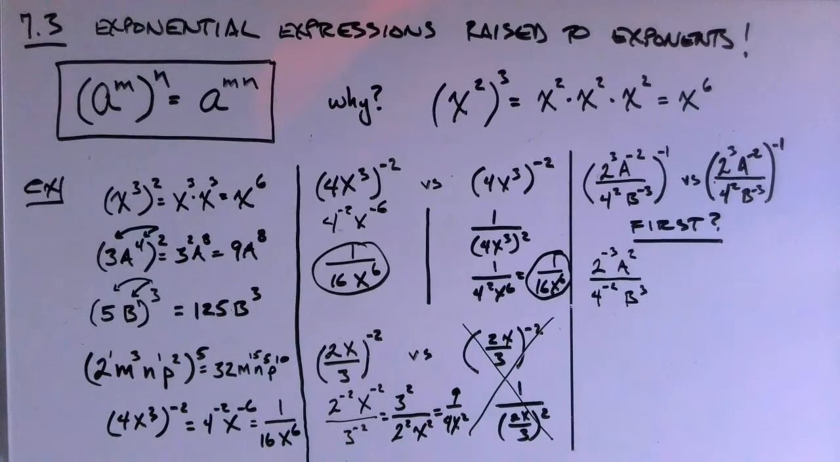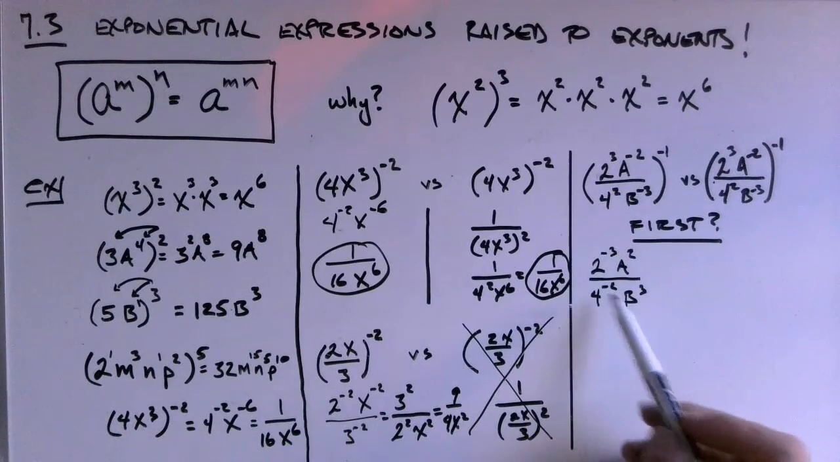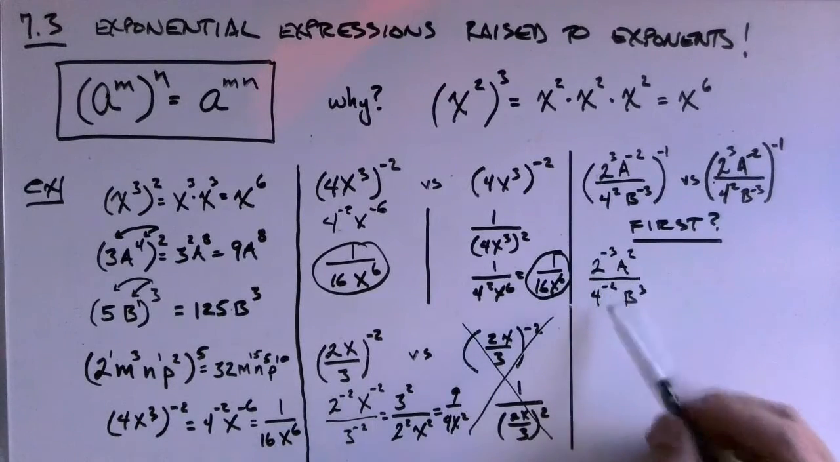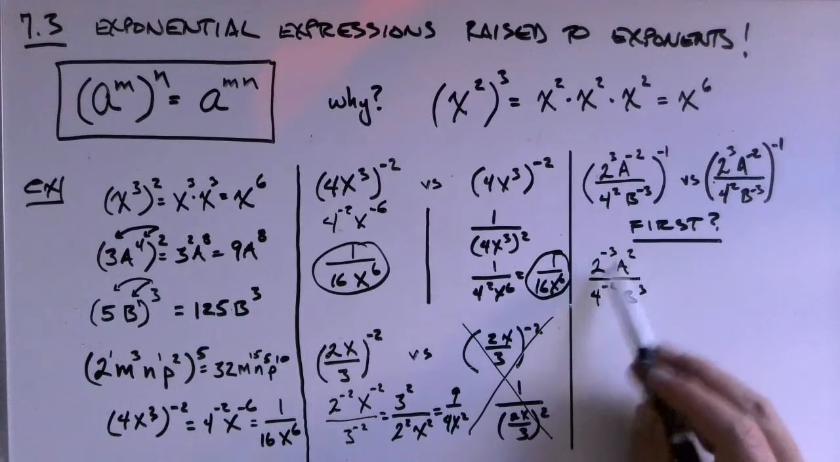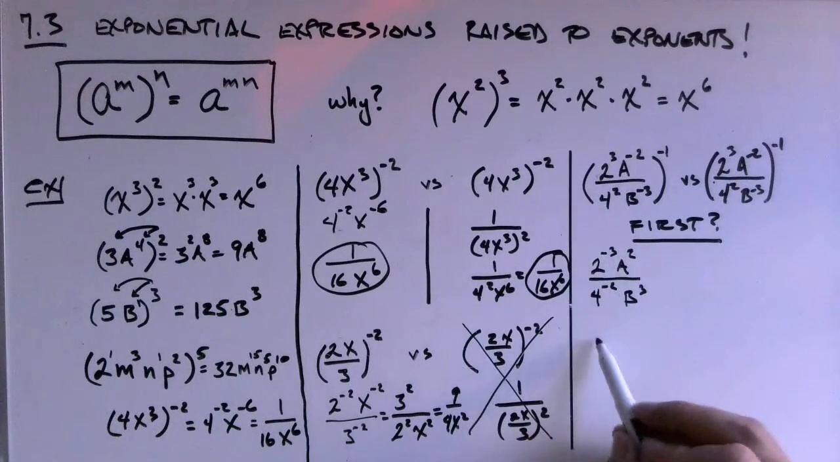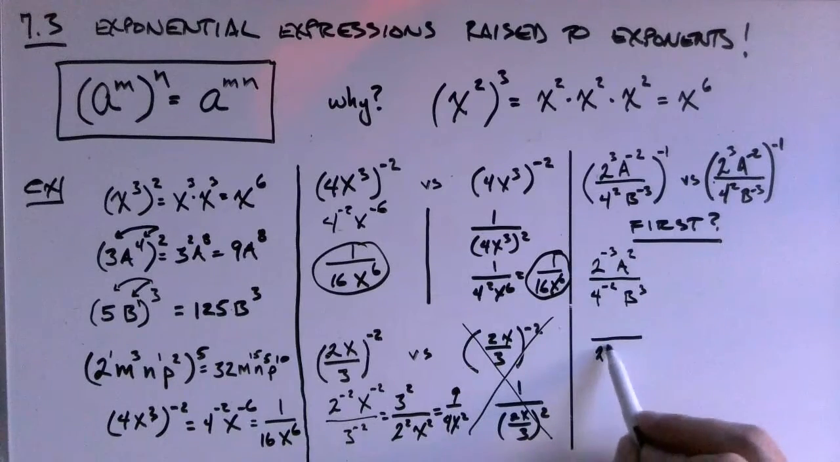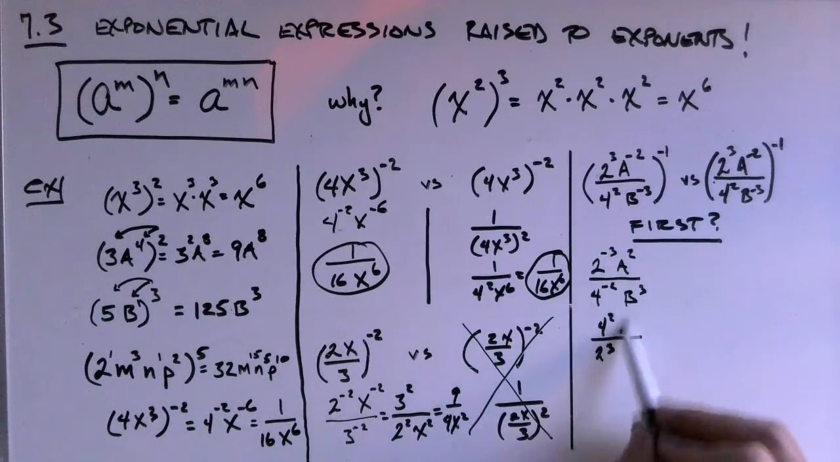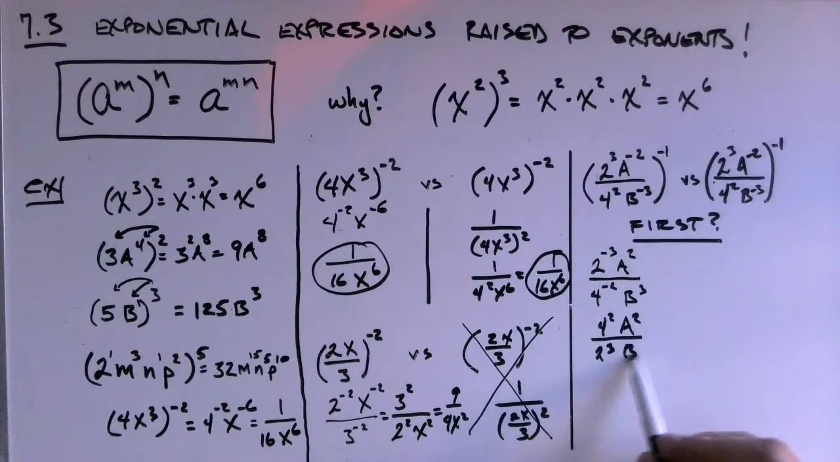Okay. Well, now I'm just going to move what needs to be moved. Well, these negative exponents, I have to move those. So I'm going to move the bottom up and the top down. So this 2 to the -3, I'm going to move to the denominator. So that's going to go down here. And I'm going to move the 4 to the -2 up top. So I get 4 squared. The a squared and b cubed get to stay put.